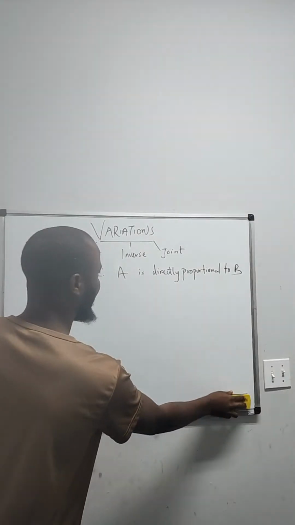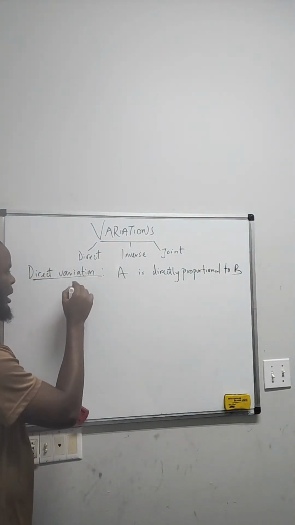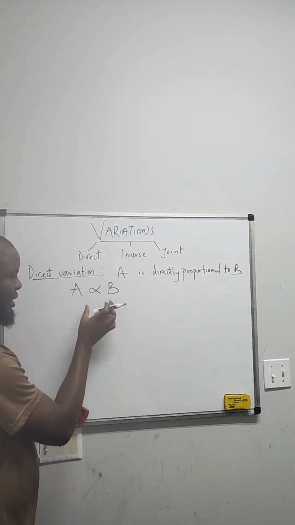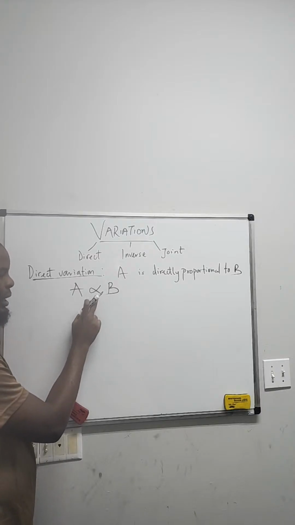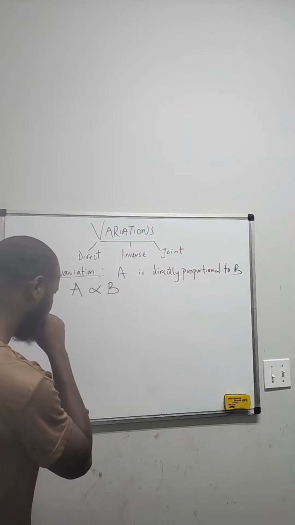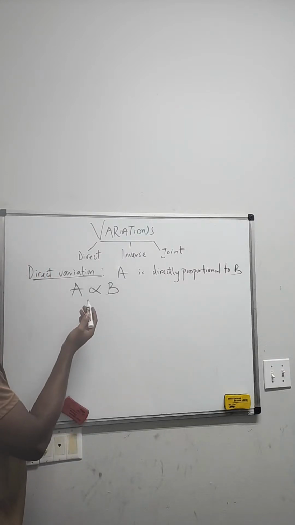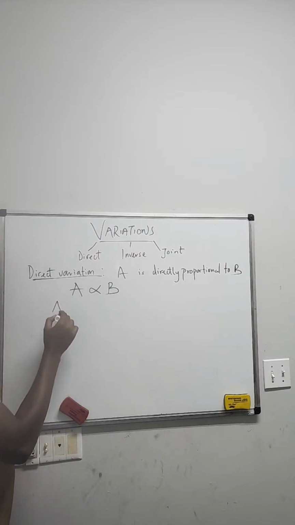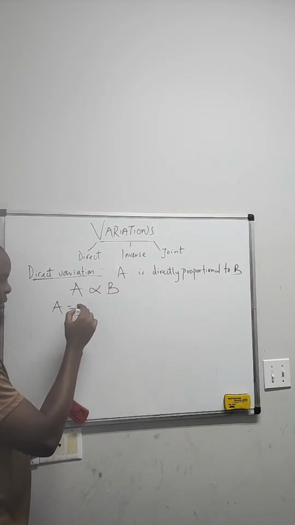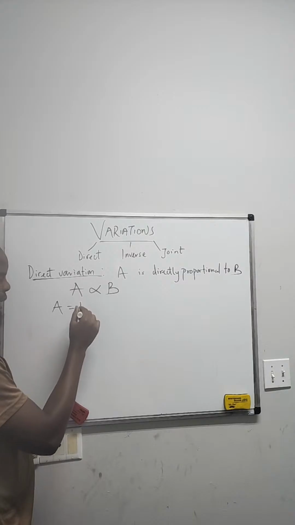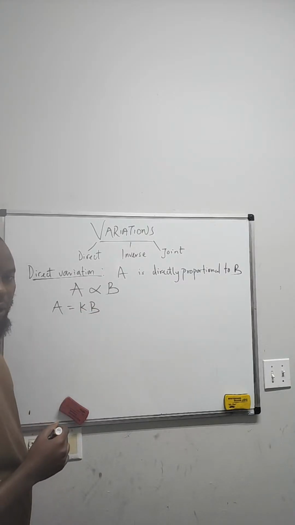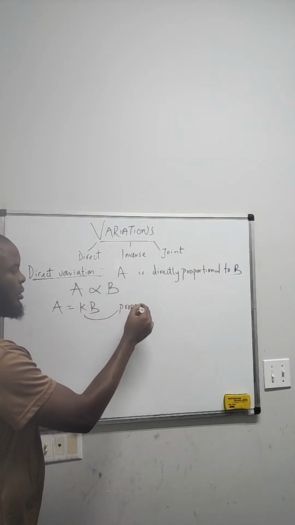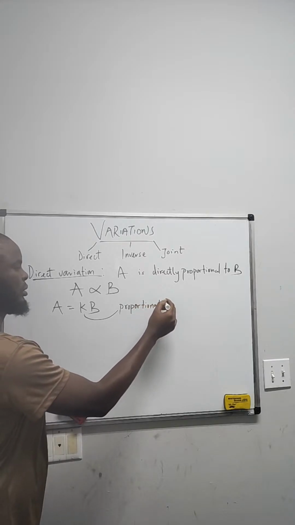Now, if you want to write this mathematically, you're saying A is directly proportional to B. This is the proportional sign. Now, how can you equate this? Any idea? You've done this before? We could have a slope-intercept form, a slope form. So your A is going to be equal to KB. For this proportionality, K is called the proportionality constant.